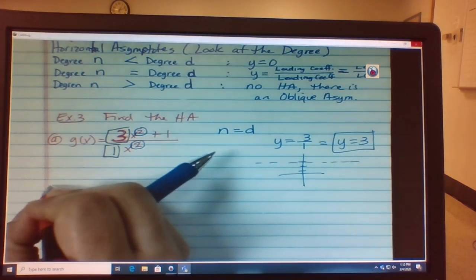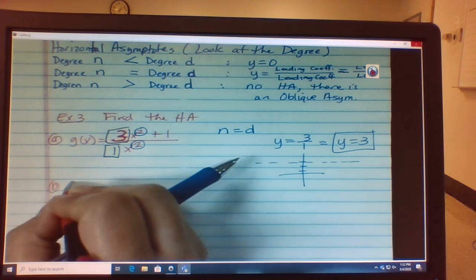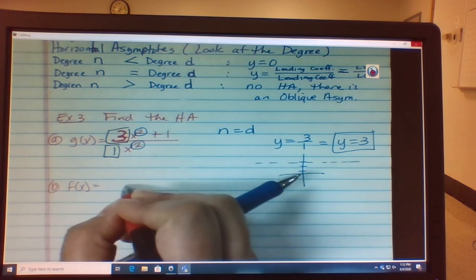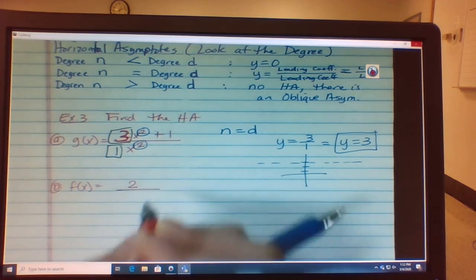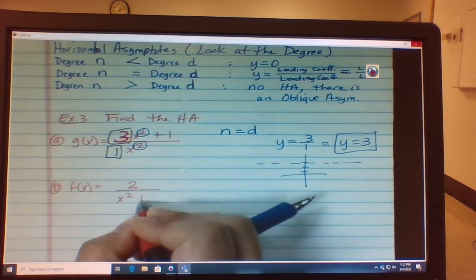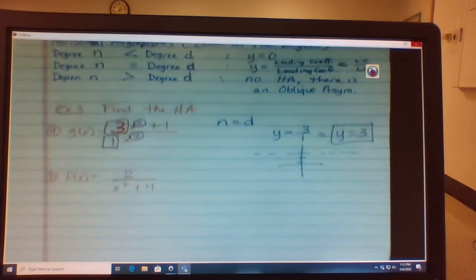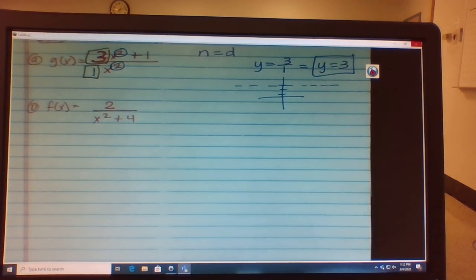Now let's look at B. f of x equals 2 over x squared plus 4. What's your degree in your numerator? 0. Why is it 0? Because there is no what? X. Your degrees belong to variables.